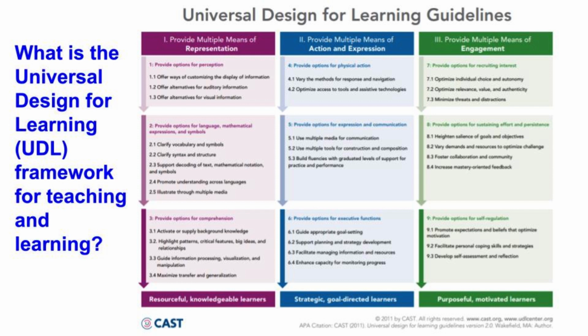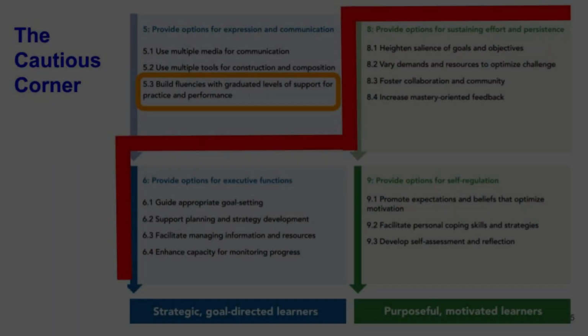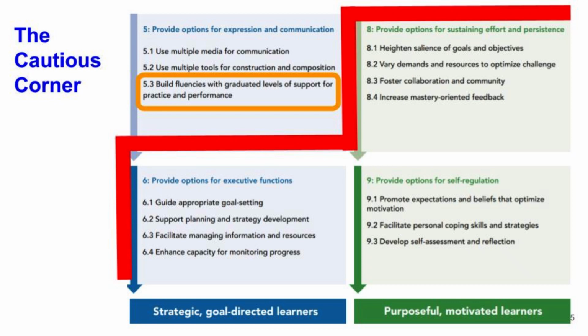The UDL guidelines give us some actionable activities that we can use to reduce barriers to student learning and increase learner expertise. What we care about today is not the basics of neuroscience that have led to the UDL guidelines, but we want to lift up a specific concept. That specific concept is the Cautious Corner, and it's one element of the UDL Guidelines 2.0. The Cautious Corner is all about the strategic and affective brain networks.